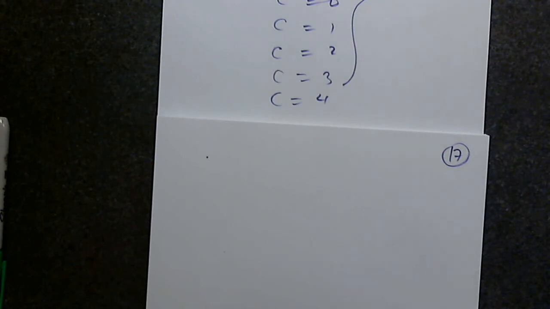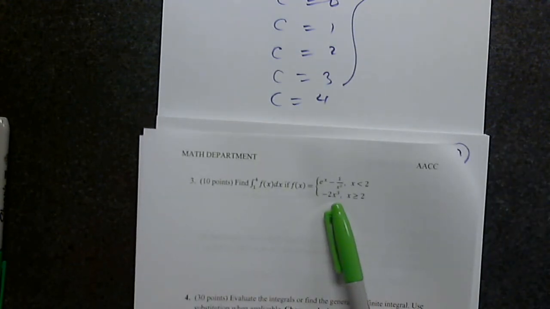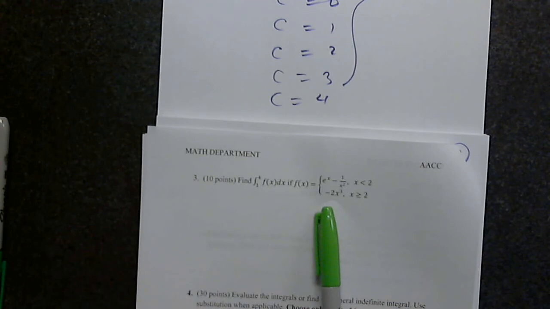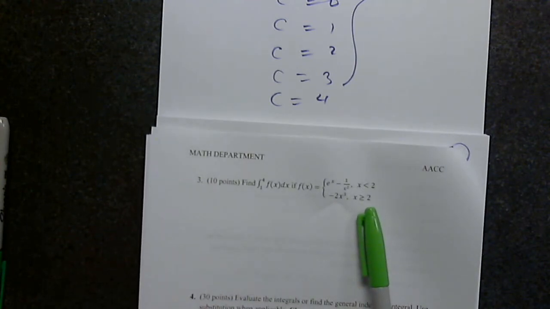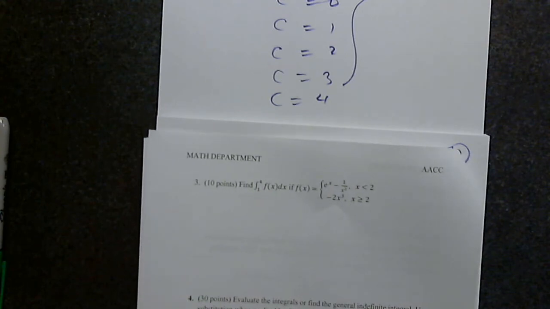I know you're not going to have any difficulties with this, correct? We just had one with the total distance, same idea, right? The integral from 1 to 2 plus the integral from 2 to 4. Same thing. Right? Good. Next problem.